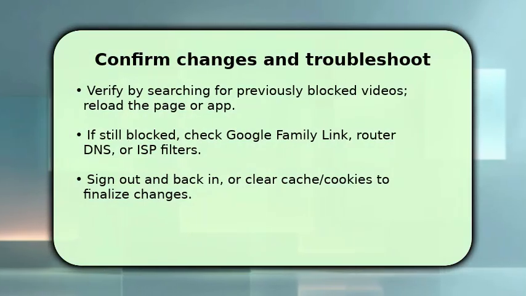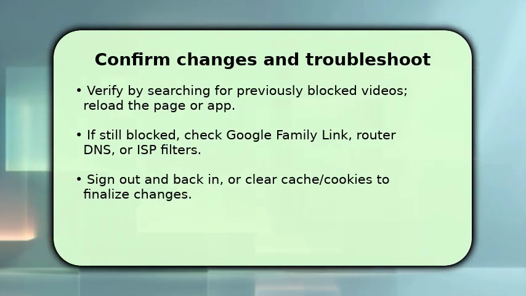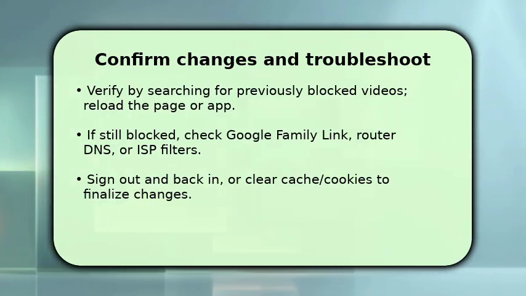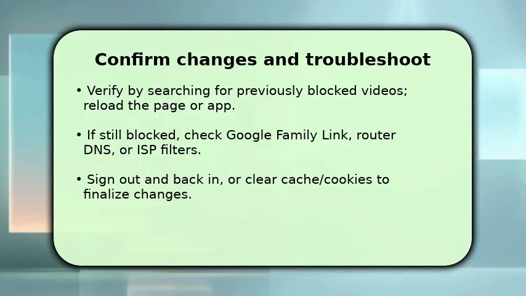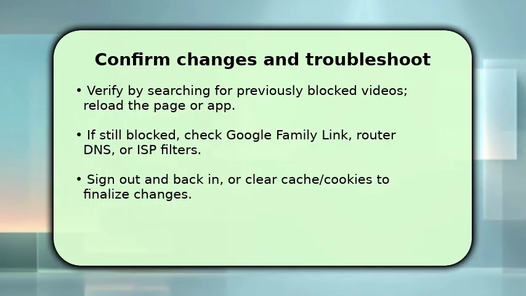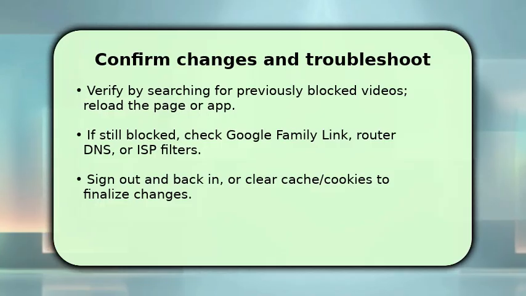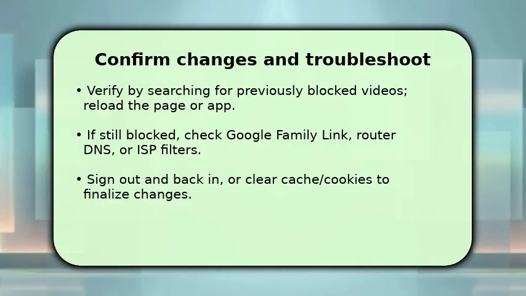Finish by verifying your change. Search for a video you know was blocked and reload the page or restart the app. You should see unrestricted results. If content remains filtered, make sure to check Google Family Link Settings, your router's DNS or any ISP content filtering. Those override YouTube settings. If problems persist, sign out and sign back in, clear cache and cookies, or test another browser or device. If nothing works, reset supervision or contact the account manager. That usually resolves stuck permissions.